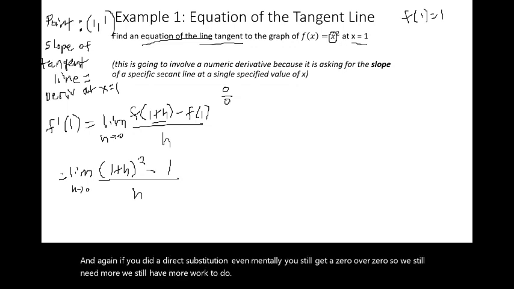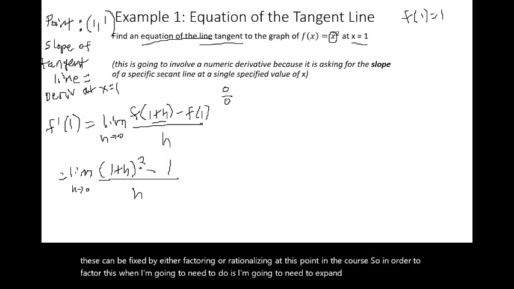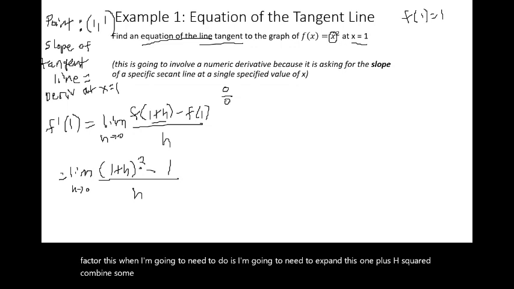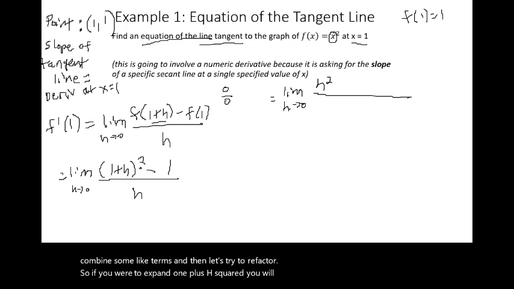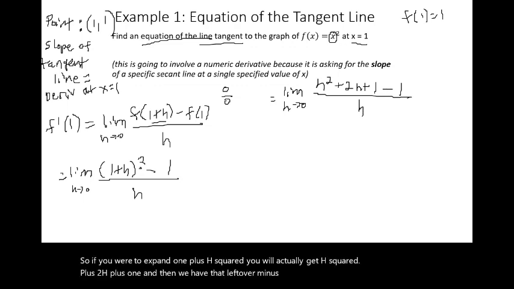So we're going to have to factor this eventually, because I did promise that all of these can be fixed by either factoring or rationalizing at this point in the course. So in order to factor this, I'm going to need to expand this 1 plus h squared, combine some like terms, and then let's try to factor. So if you were to expand 1 plus h squared, you will actually get h squared plus 2h plus 1, and then we have that left over minus 1 all over h.